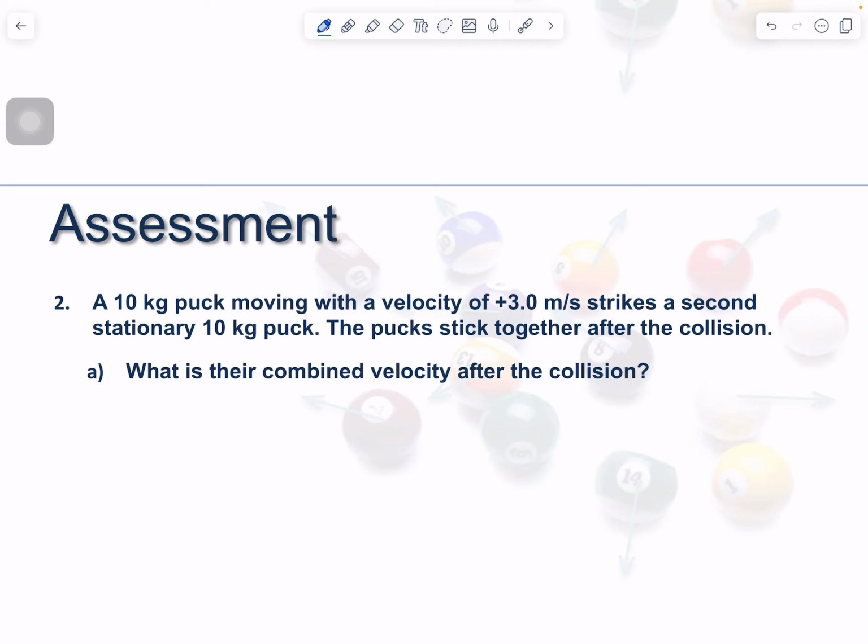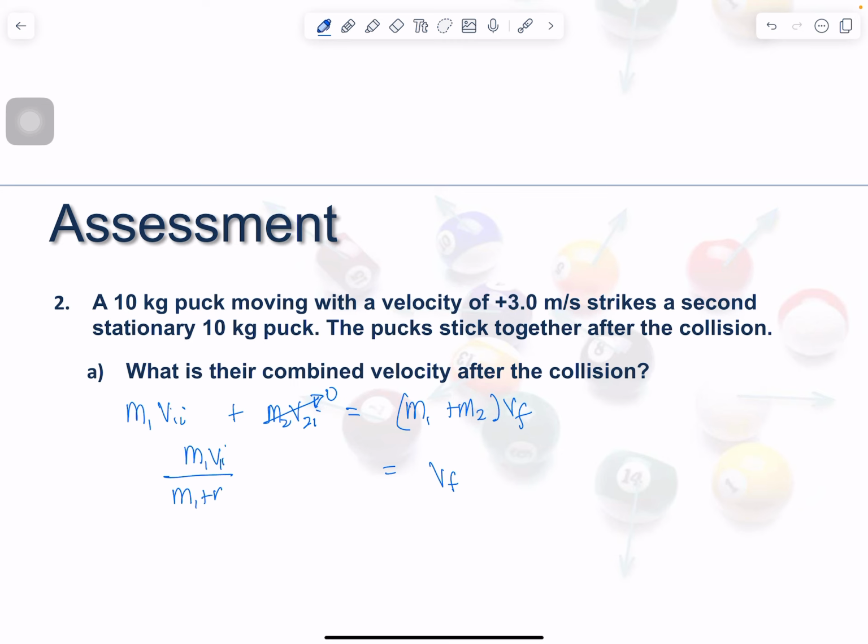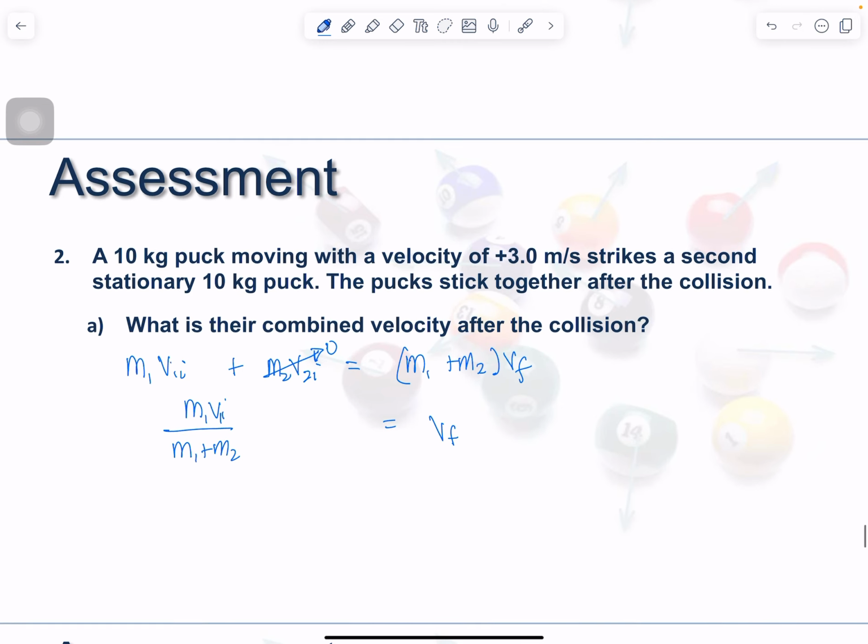All right, so we've got M1 V1 initial plus M2 V2 initial is equal to M1 plus M2 times V final. And we know that that is 0. And so I'm going to solve for my V final. I've got M1 V1 initial divided by M1 plus M2. I'm going to plug in my numbers. Ooh, I didn't draw a picture.